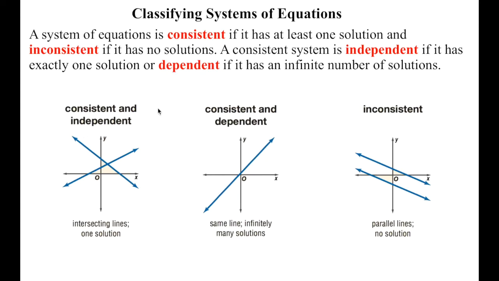So the two on the left are our consistent systems. They have solutions. There's one solution or there's an infinite number of solutions. One solution when they cross at a single point, an infinite number of solutions when it's the exact same line. And then it's inconsistent, or no solution, if the lines are parallel.